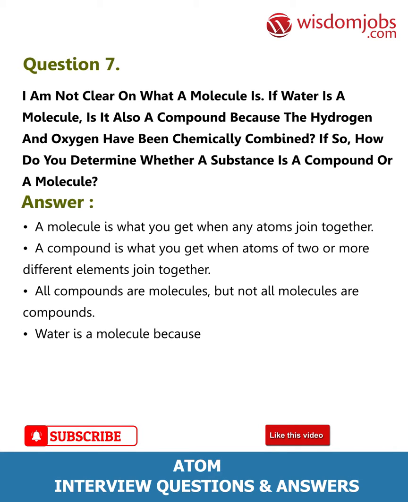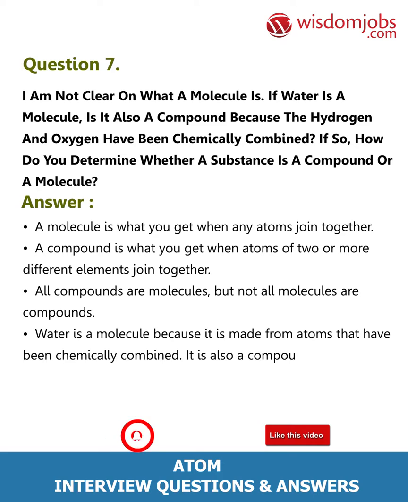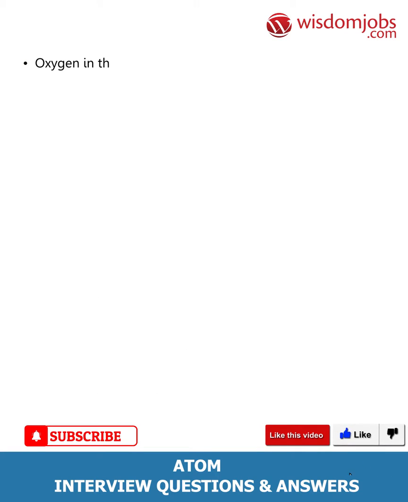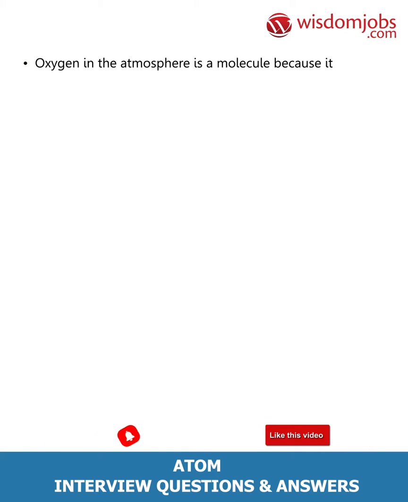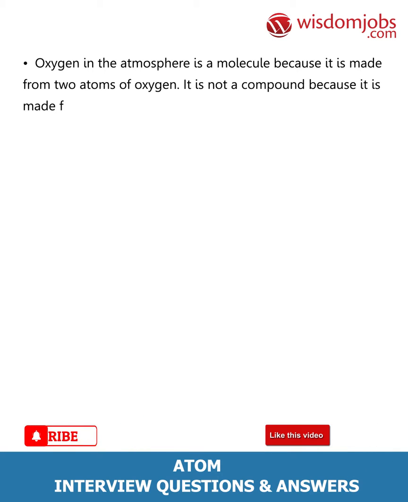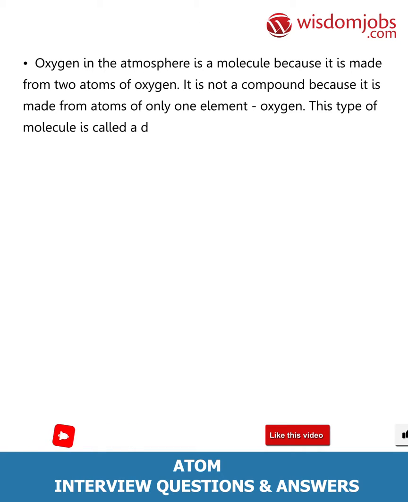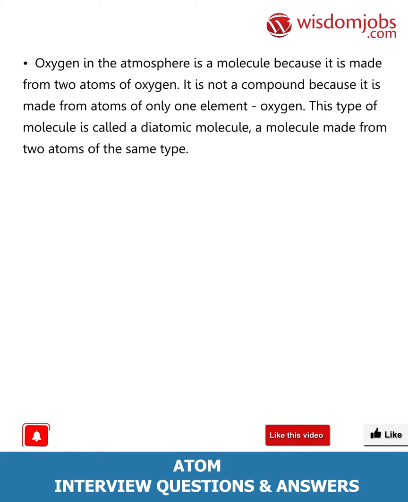Water is a molecule because it is made from atoms that have been chemically combined. It is also a compound because the atoms that make water are not all the same. Some are oxygen and some are hydrogen. Oxygen in the atmosphere is a molecule because it is made from two atoms of oxygen. It is not a compound because it is made from atoms of only one element, oxygen. This type of molecule is called a diatomic molecule, a molecule made from two atoms of the same type.